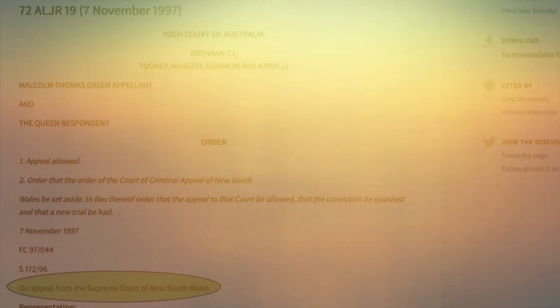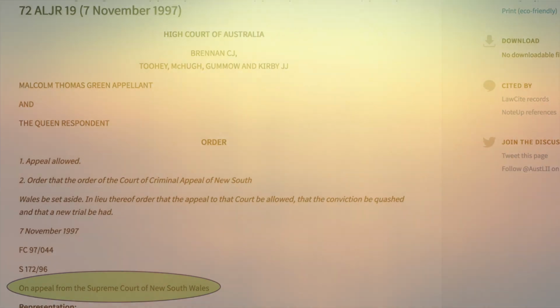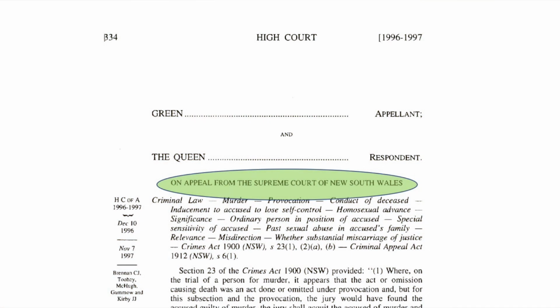Now we already know that most of the cases in the higher courts, and certainly in the courts of appeal and in the High Court, well, they don't start there. They're usually appeal cases. So the next thing we want to know is where this case was appealed from. On Austlii, we have to go hunting just a little bit, but here it is, on appeal from the Supreme Court of New South Wales. And here on the written report, the same information is right up front.